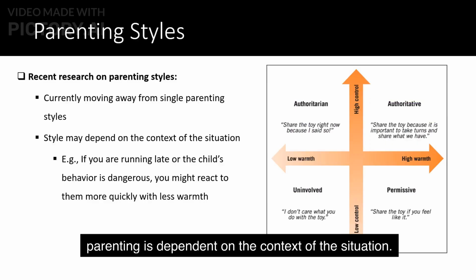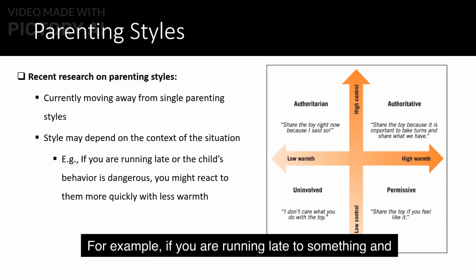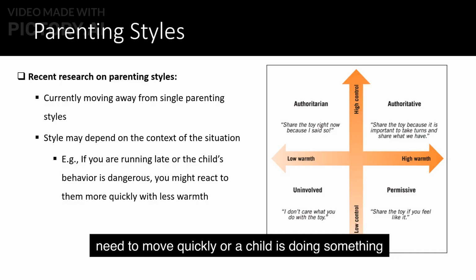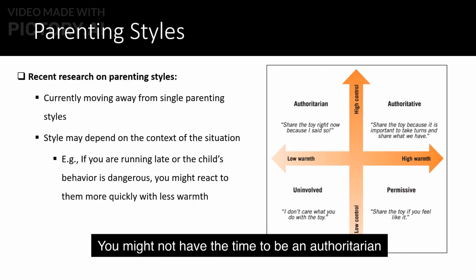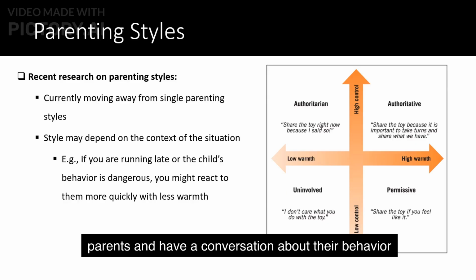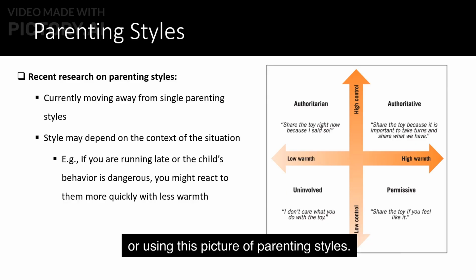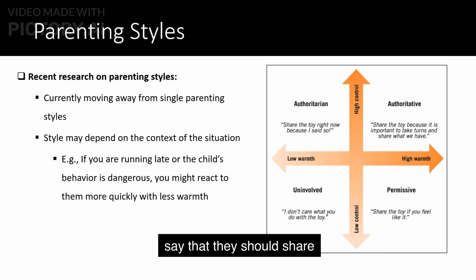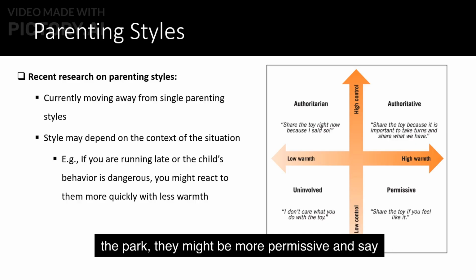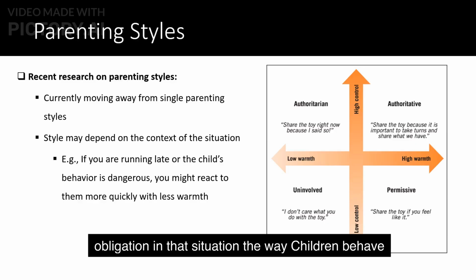Current research is moving away from having a single parenting style. Instead, it seems like parenting is dependent on the context of the situation. For example, if you are running late to something and need to move quickly, or a child is doing something that is dangerous, you might not have the time to be an authoritative parent and have a conversation about their behavior. Or using this picture of parenting styles, maybe when a child has a friend over at their house, their parent might be authoritarian about sharing and say that they should share because it's important to take turns. But when their child brings a special toy with them to the park, they might be more permissive and say share if you want to because there is less of an obligation in that situation.